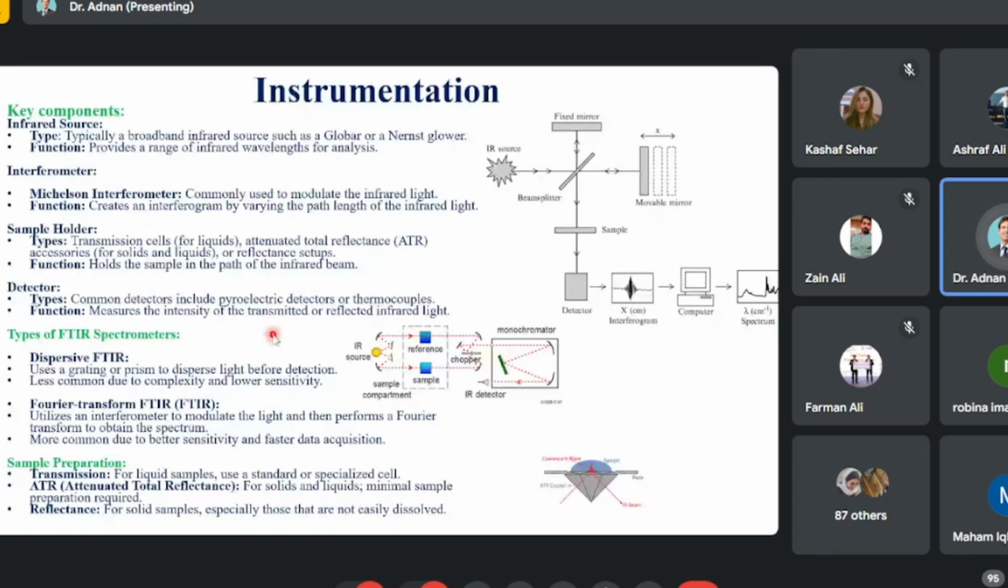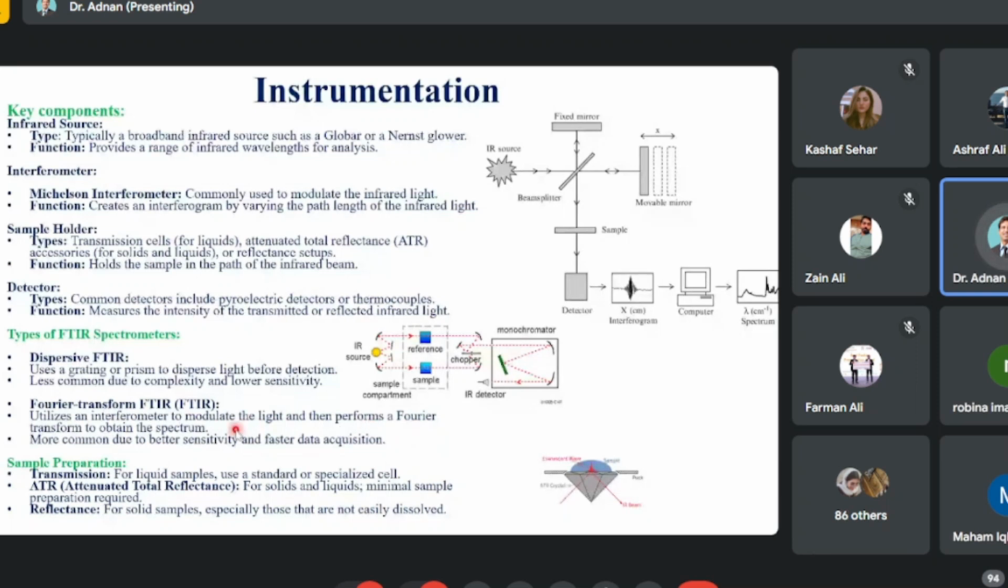Then there are two types of spectrometers. The one is dispersive IR, that is just like a double beam spectrophotometer, where the sample and reference cells are present, and there is no interferometer to convert the signal into an FTIR spectrum. The other one is Fourier transform, where the Fourier transformation is carried out using an interferometer to modulate the light, and then perform Fourier transformation to obtain the spectrum.